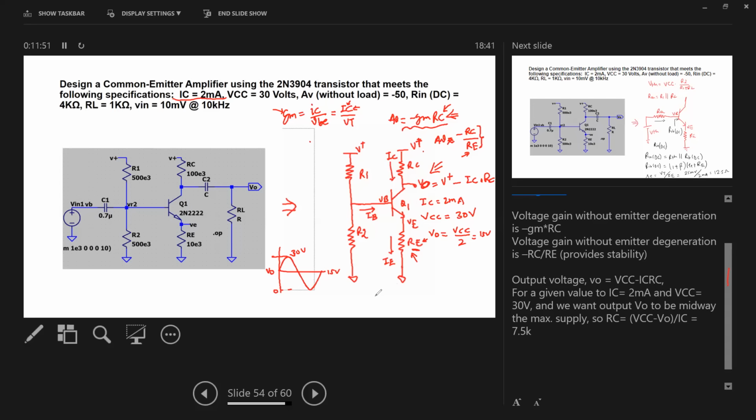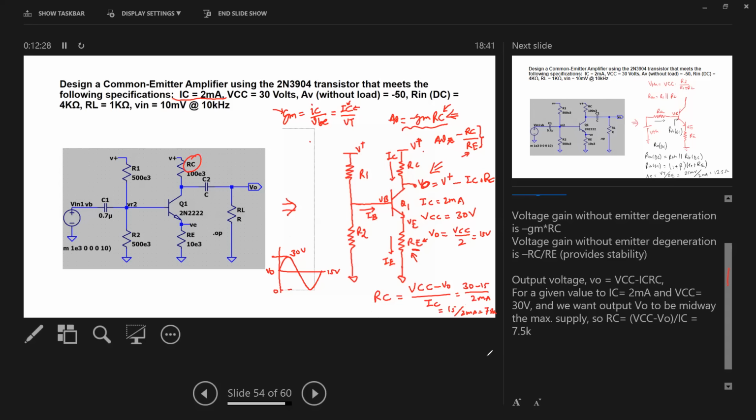Now with that arrangement, the value of RC is given as VCC minus VO divided by IC. So plug in the values. That will be 30 minus 15 divided by 2 milliampere, which is 15 divided by 2 milliampere, which is about 7.5K. So the value of RC can be set to 7.5K. So the first value has been obtained.